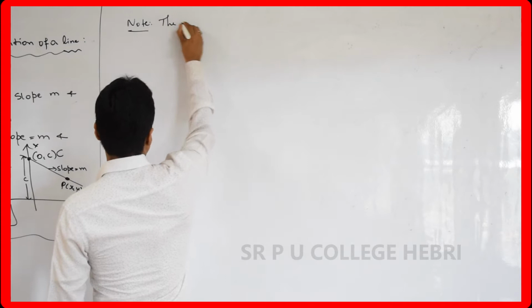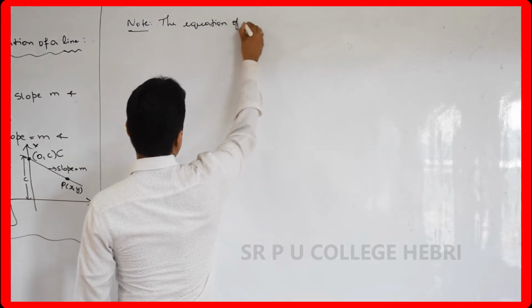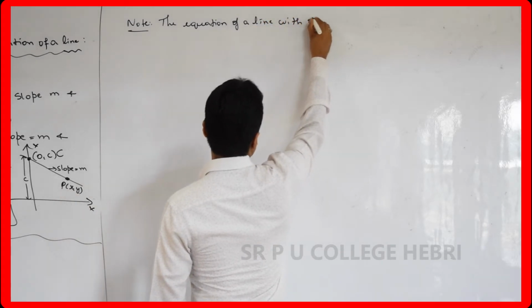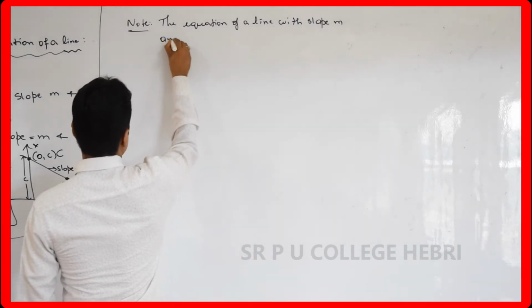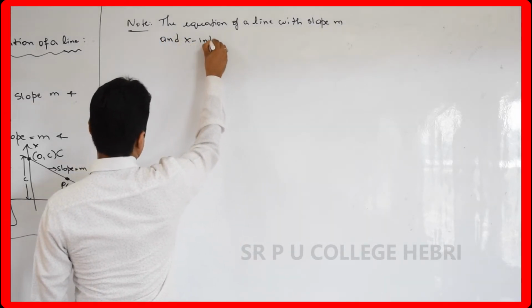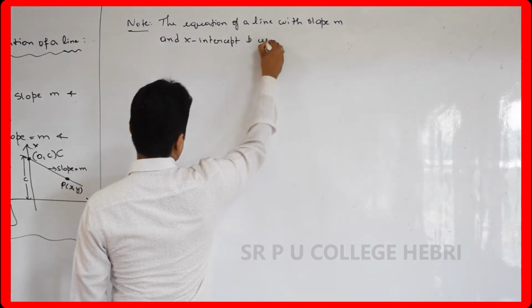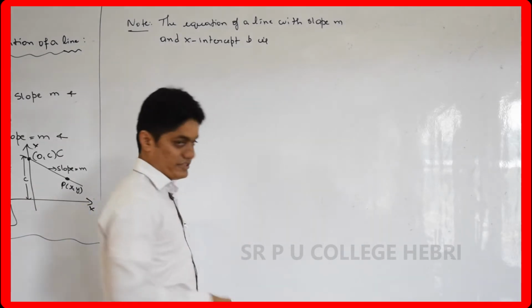The equation of a line with slope m and x intercept b is... I'll not write the answer yet. I'll write the derivation first, then I'll write the answer.